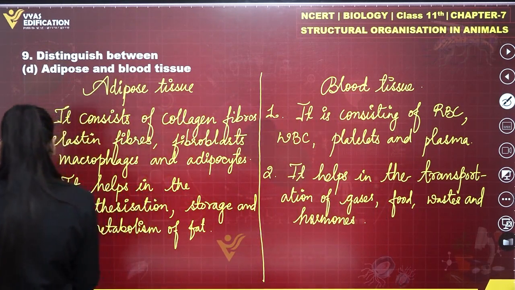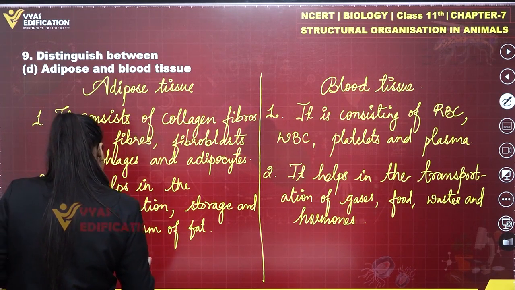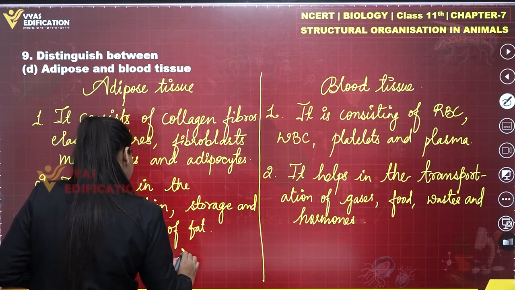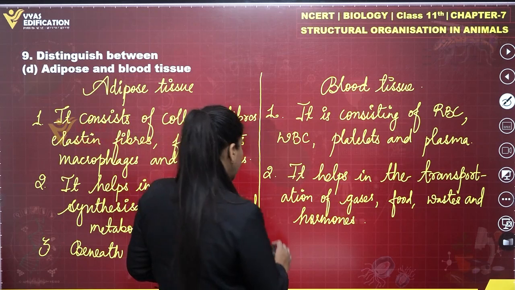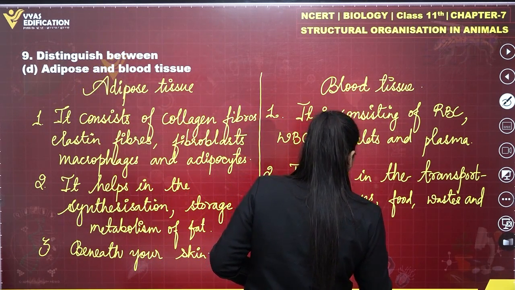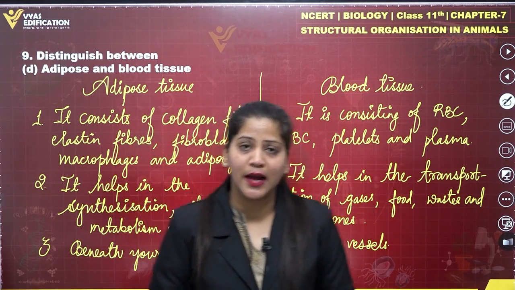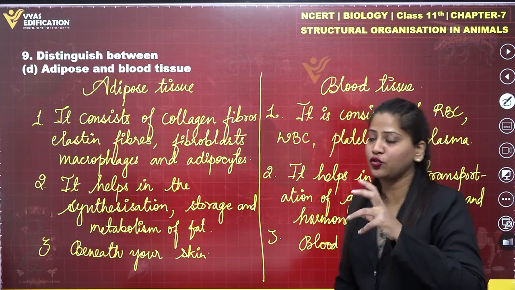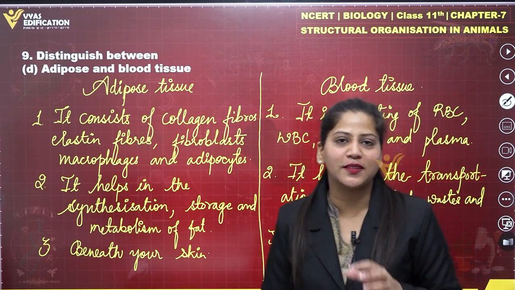Now you will find this adipose tissue beneath your skin. The adipose tissue is present there, whereas this blood tissue is present in your blood vessels. Right, blood vessels are the site where you will find the blood tissue. So with this we have completed the D part or fourth part of the same question.